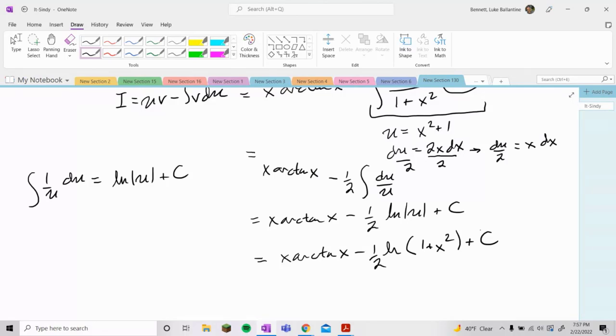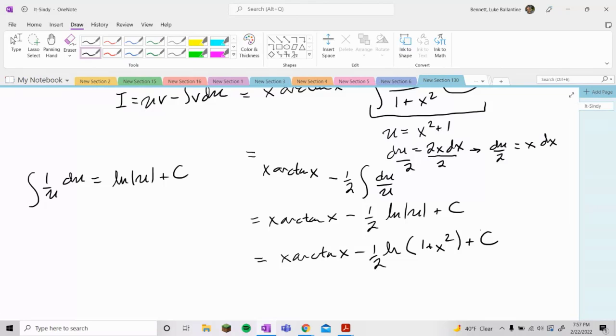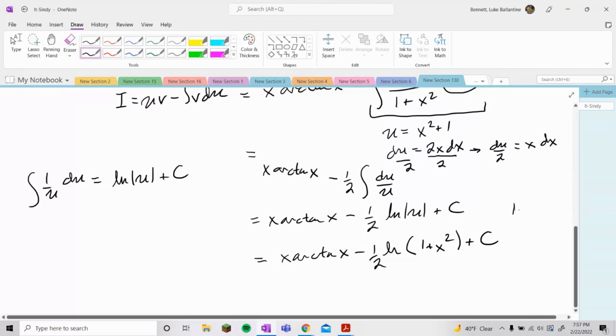Why doesn't it matter that I don't have absolute values? 1 plus x squared can never be negative. Yes, 1 plus x squared is greater than or equal to 1 for all x.